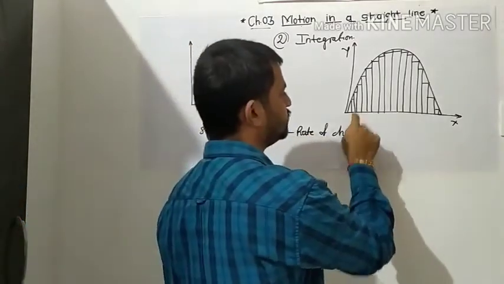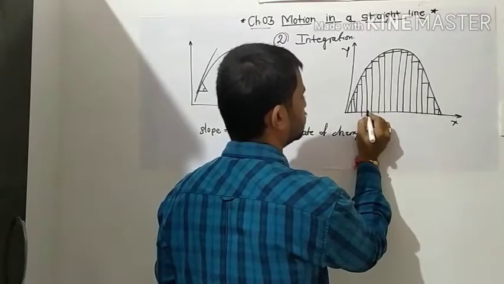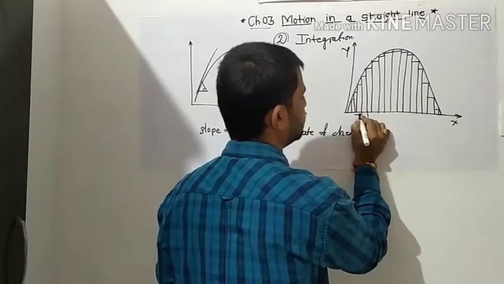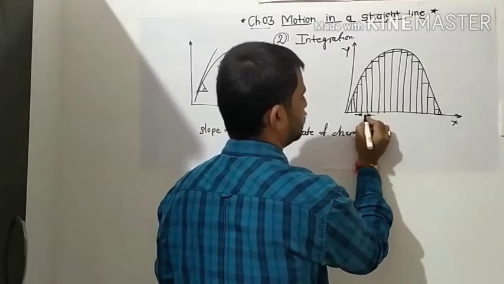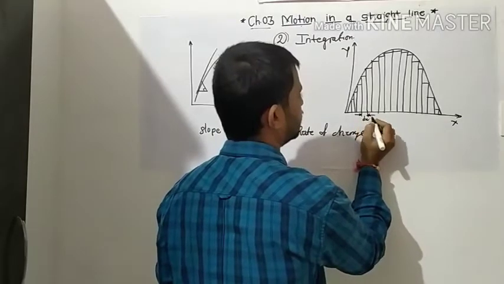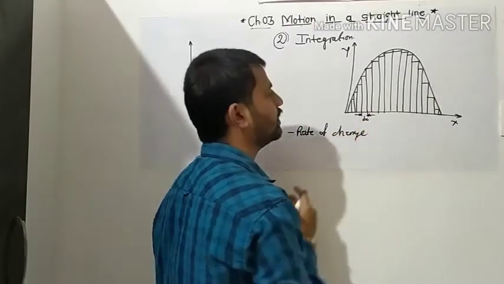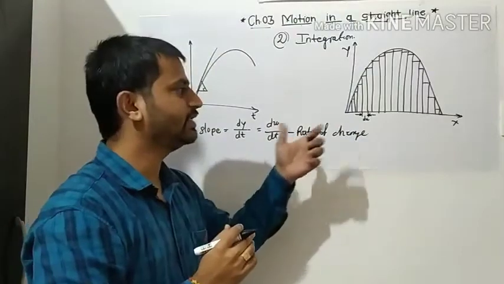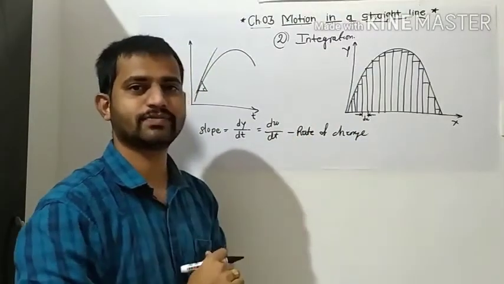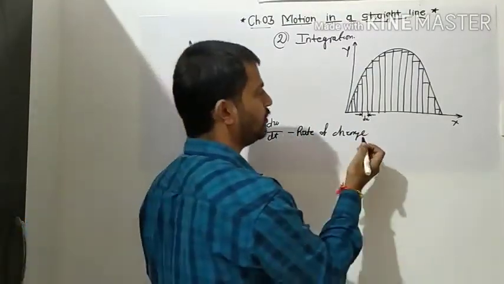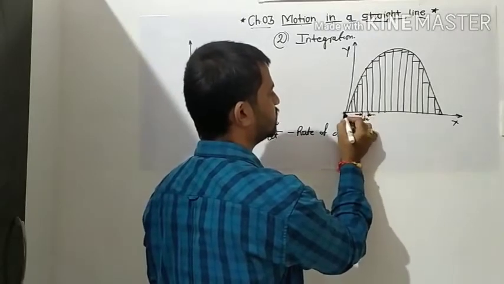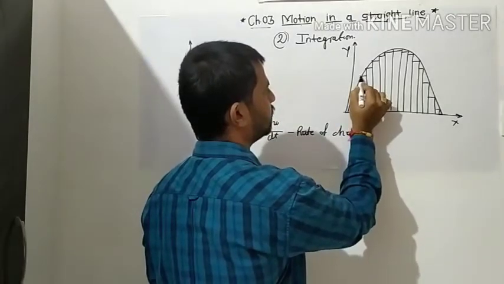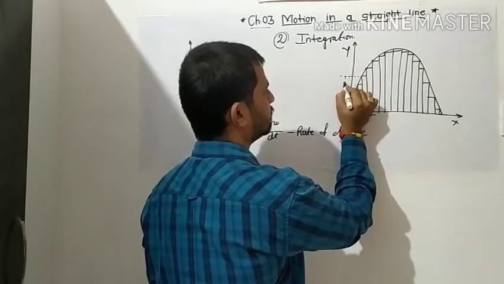Area of this small rectangle: suppose we consider this small part as dx. This is the small part dx, and accordingly we have to multiply this small dx by the respective value of y. What will be the value of y from this place to this height? This will be the value of y.